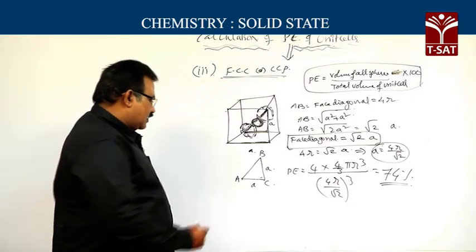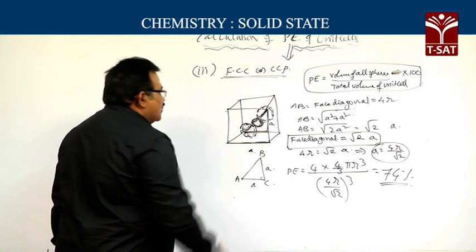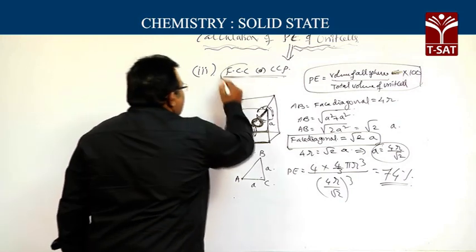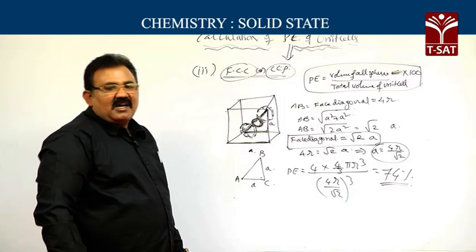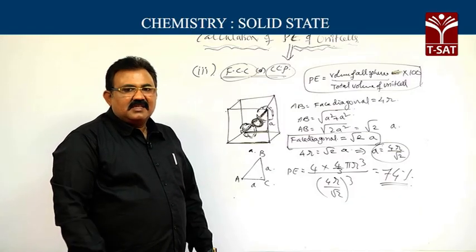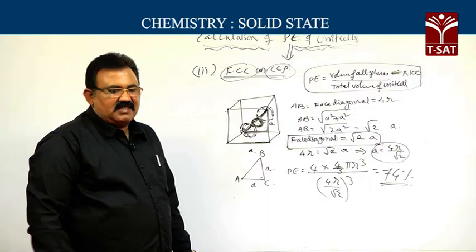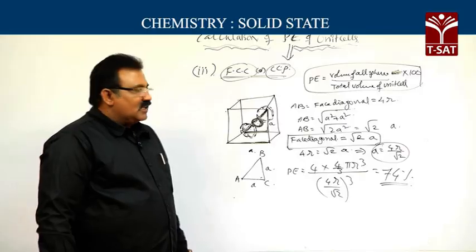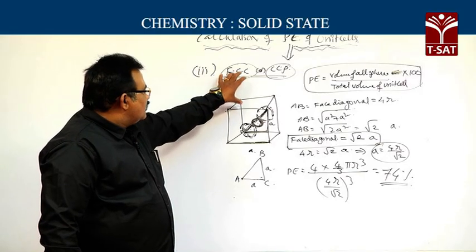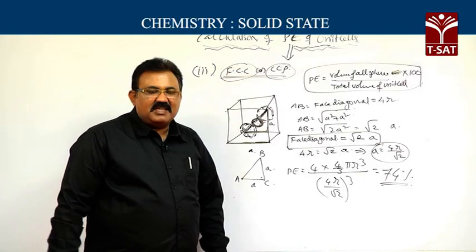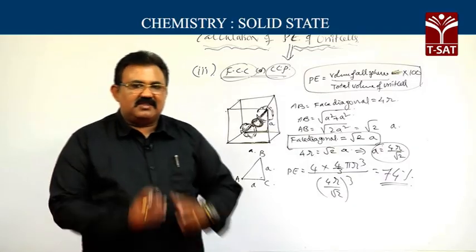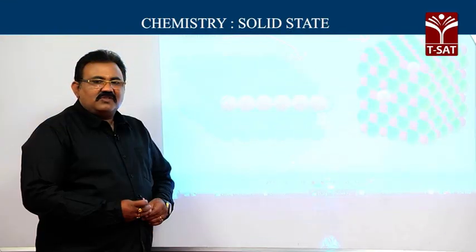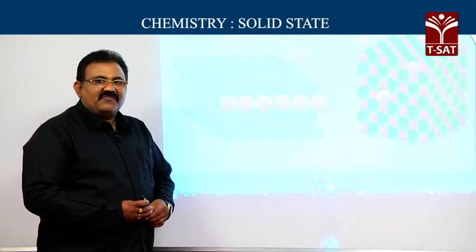So, among these three varieties of unit cells, FCC or CCP is a highly compact state, is a highly closed packed state, and the void space is very less. So, the metals which are having FCC and CCP are very hard and they are having high melting points. Let us move to the next topic, imperfections in the solids.